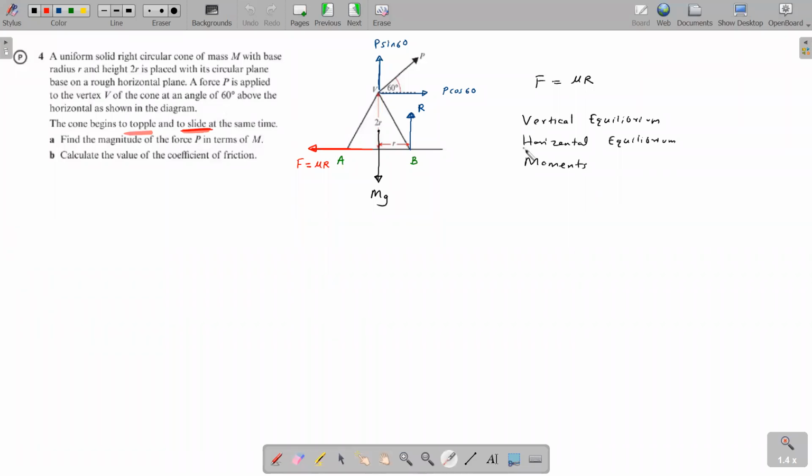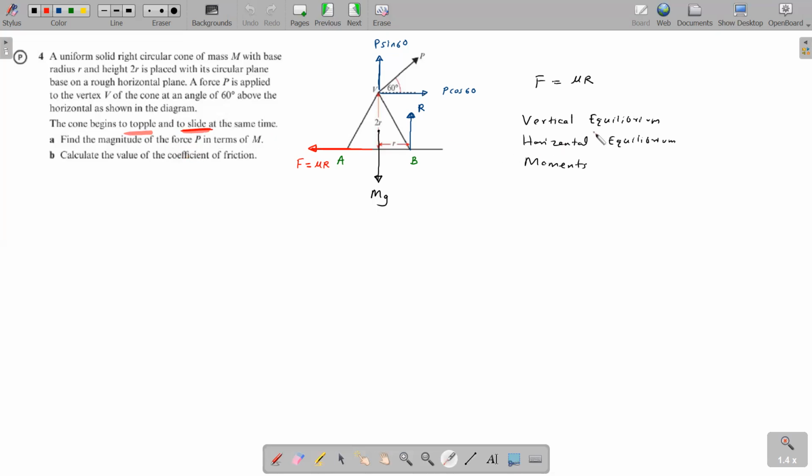All right, guys. Coming back to the question, as I told you, I've marked all these forces to satisfy the conditions of toppling and sliding, because they have told in the question that toppling and sliding are happening both together at the same time. According to this question, I've marked all the forces with respect to these requirements. So now it's time to solve for P.